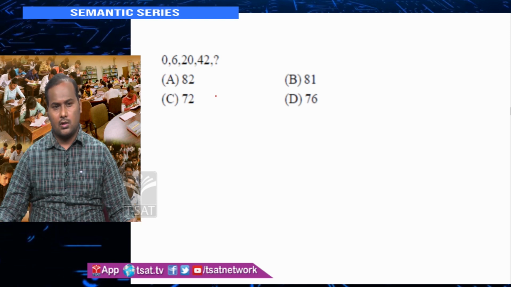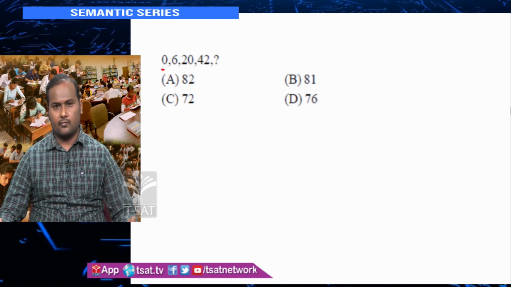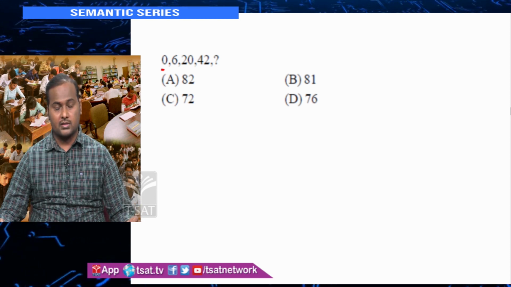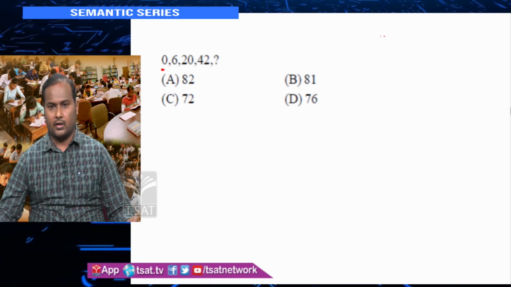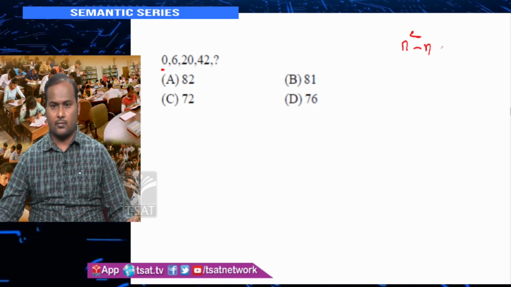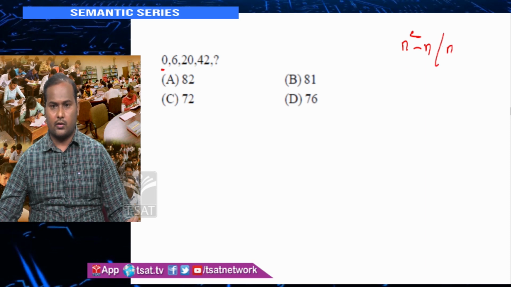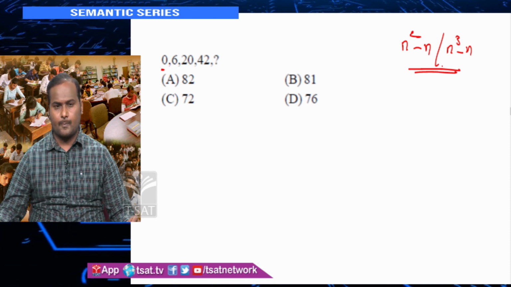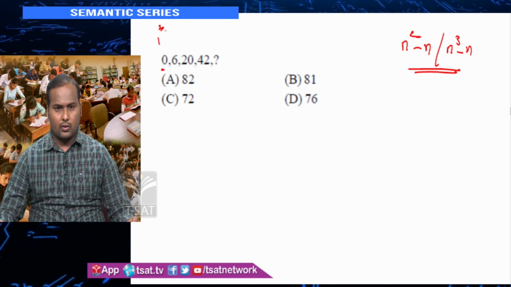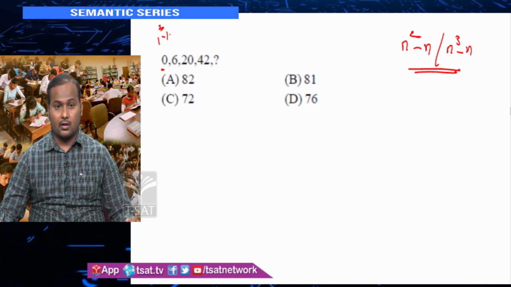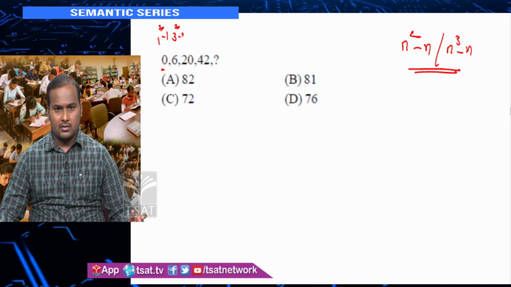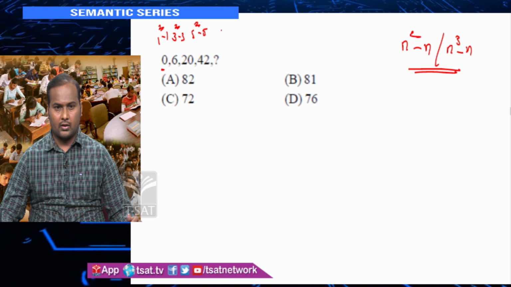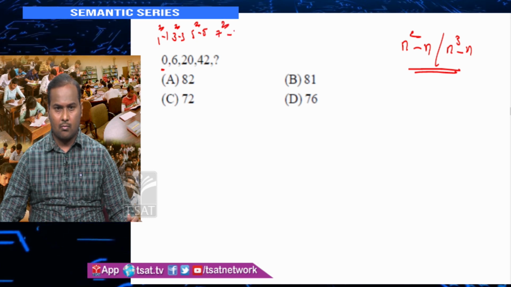See, in this question, it starts with 0. This is the clue for me. Whenever any question starts with 0, generally, I am talking about generally, not specific cases, it is in the format of either n square minus n or n cube minus n. So this format he will generally follow in the SSC exam. So I can write 0 like 1 square minus 1. 6 I can write like 3 square minus 3. 20 is 5 square minus 5. 42 is 7 square minus 7.